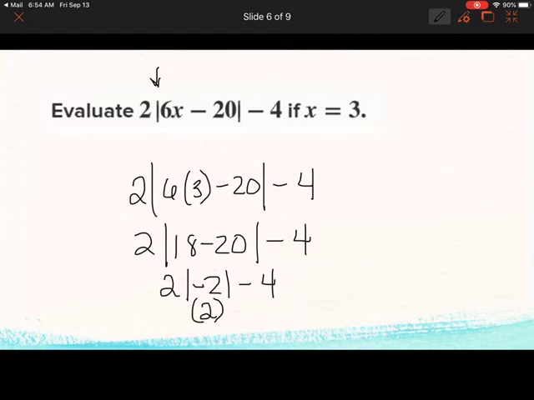Now, that takes it out of the absolute value signs, but there's still multiplication. So now I do the multiplication. So 2 times 2 is 4. Bring everything else down. 4 minus 4 is 0.